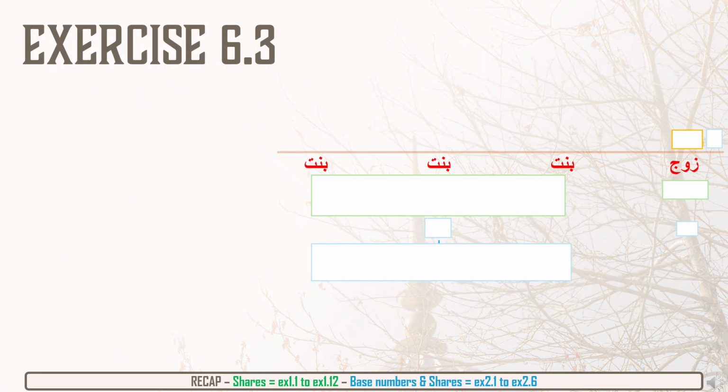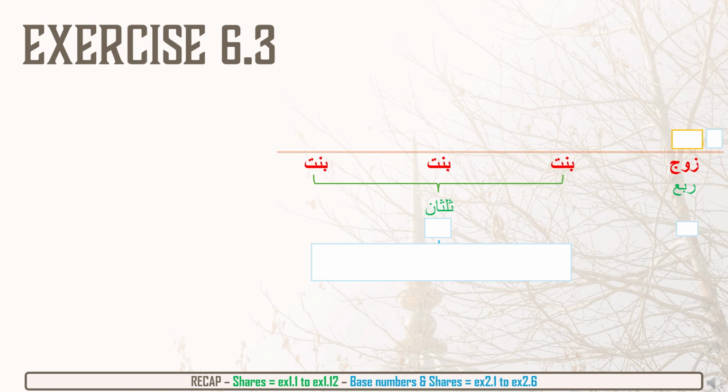In this example, the deceased has left behind a husband and 3 daughters. So give out the shares first. The husband will get a rubu since there are children, and the daughters will get thuluthan since there is more than one. Next, from this, again, we should be able to see that Radd will be required.